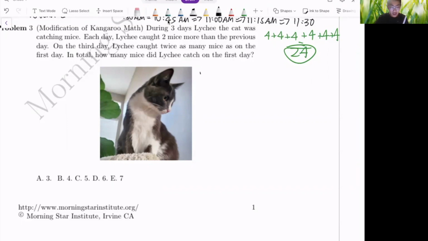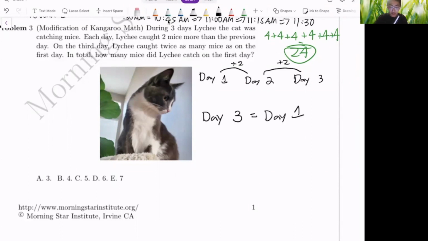So let's write out the days. First, we have day 1, then day 2, and finally day 3. And on each day you get 2 more mice than the previous day. So from this, we just know that day 3 equals day 1 plus 4 mice.